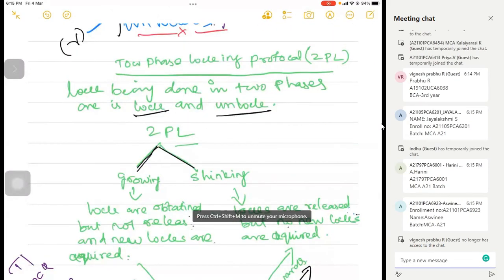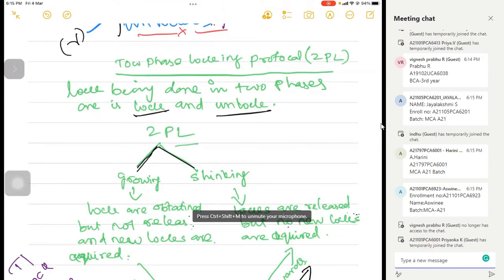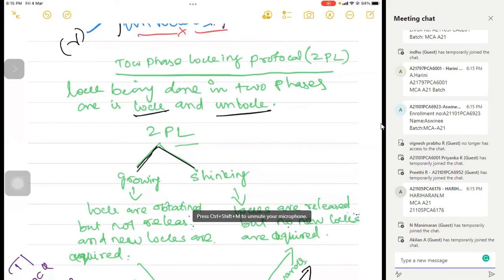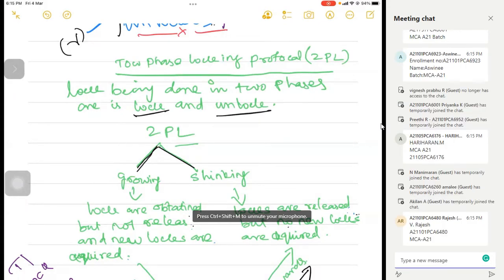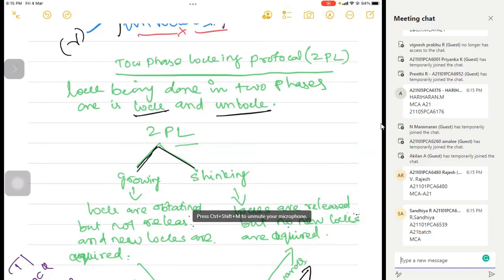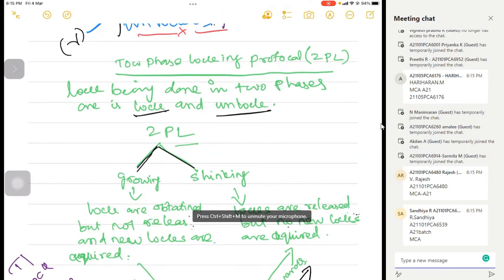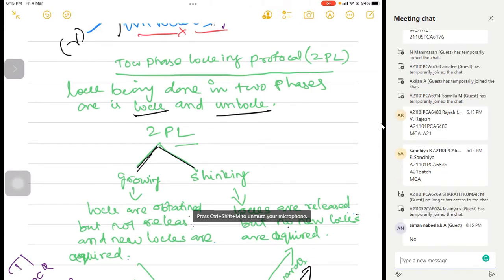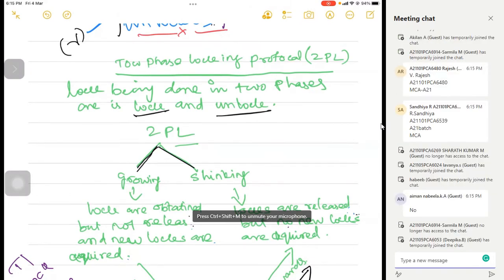In those two phases, one is the growing phase and another one is the shrinking phase. Here concurrent operations are carried out, so many records are accessed concurrently. A single transaction may need to access more than one record. So how can you lock more than one record and then unlock them and release them for the other transactions?